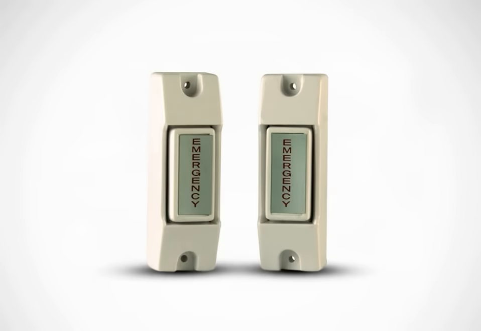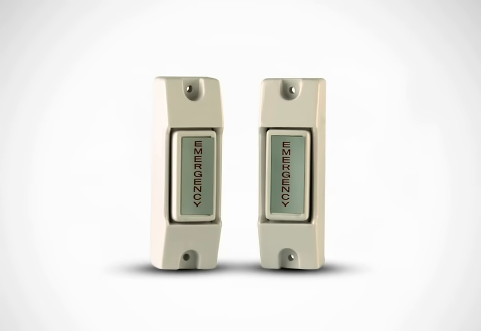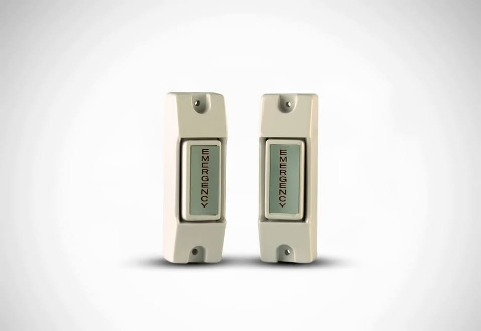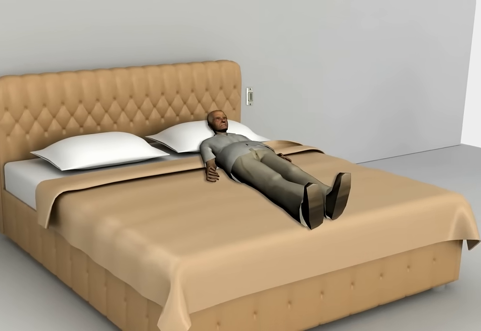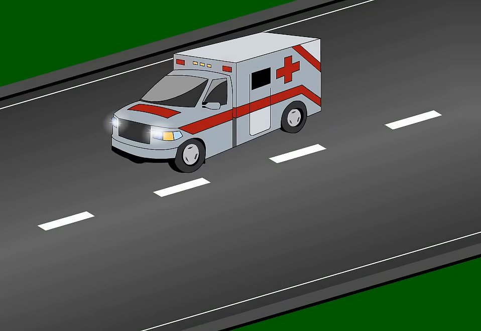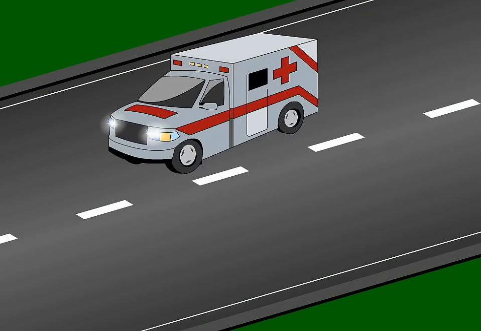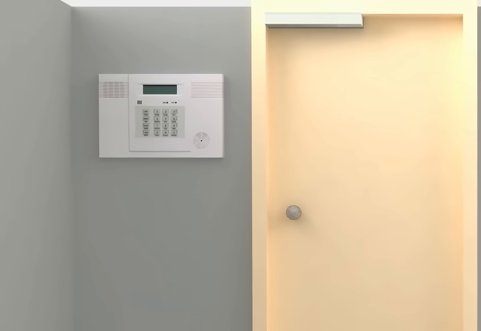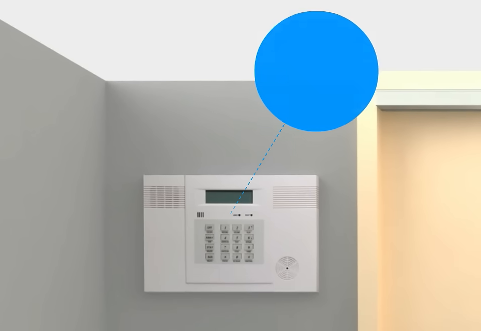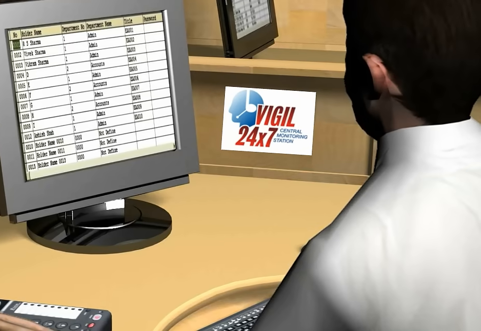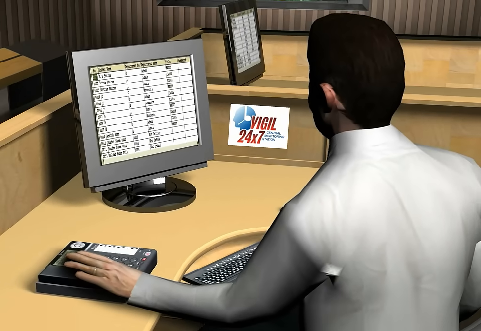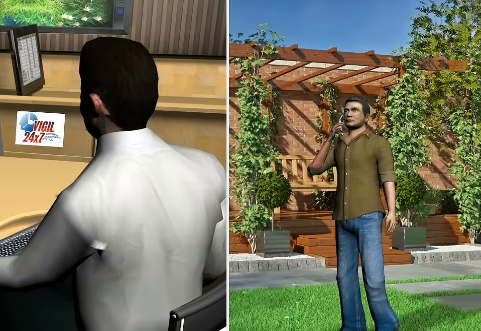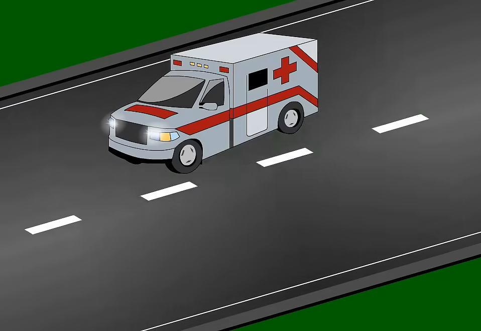Panic buttons are life-saving devices which, when placed correctly, help aging patients call their caretakers in case of medical emergencies. When the panic button is pressed, it contacts the control panel, which in turn informs the central monitoring station. The central monitoring station then gets in touch with the family members and the patient can get help immediately.